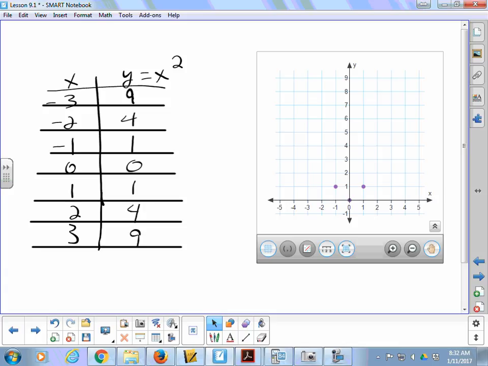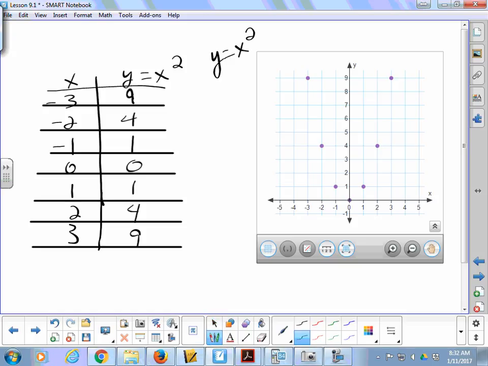And then we go left and right 2 and up 4, because 2 squared is 4. And then over 3 and up 9. And we have y equals x squared then.